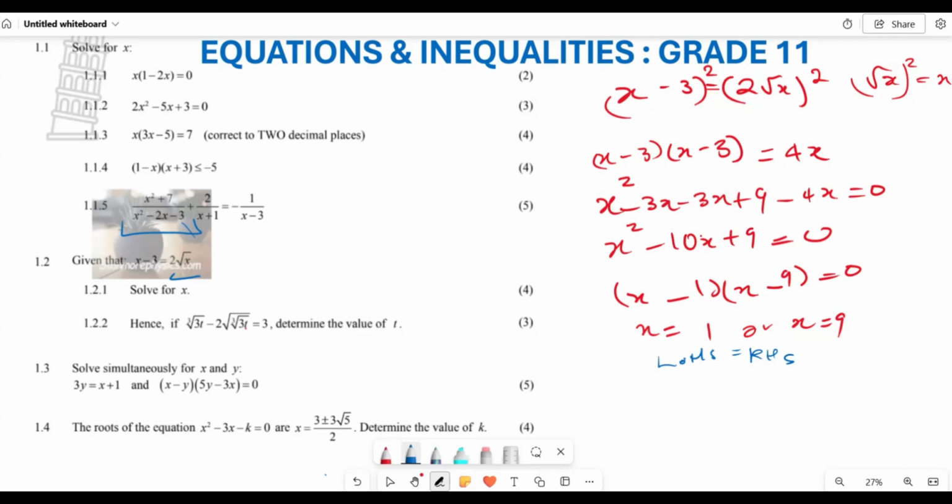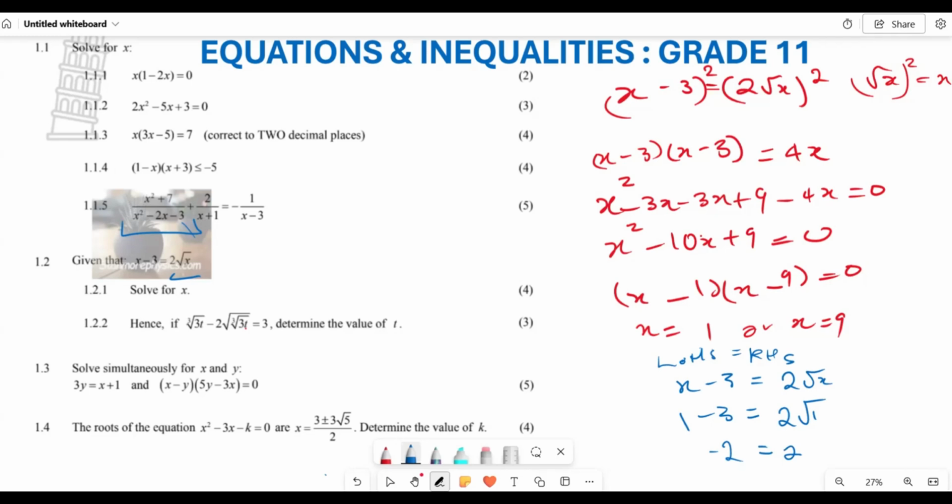For an example, remember the equation was x subtract 3 is equal to 2 root x. Now we are going to start by substituting one of the terms here. If I substitute my 1 here, this is going to be 1 subtract 3, which must be equal to 2 into root of 1. Are we fine? Now 1 subtract 3 is negative 2. And then root of 1 is 1, and our 2 multiplied by 1 gives us a positive 2.